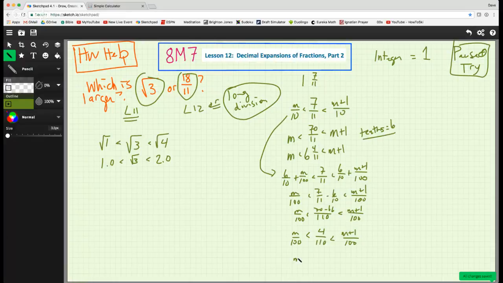Multiply everything through by 100, you get m is less than, well, 100 times this is 400 over 110 is less than m plus 1. Well, this is 40 over 11, which is the same thing as m is less than 3 and 7/11 is less than m plus 1. So our hundredths is equal to 3.